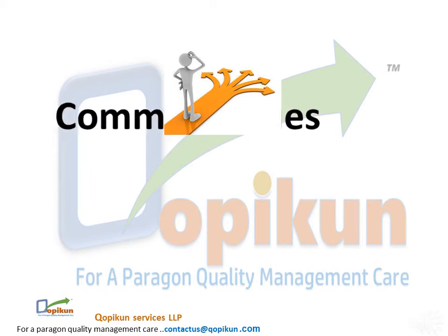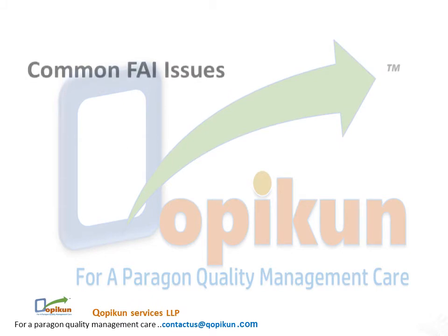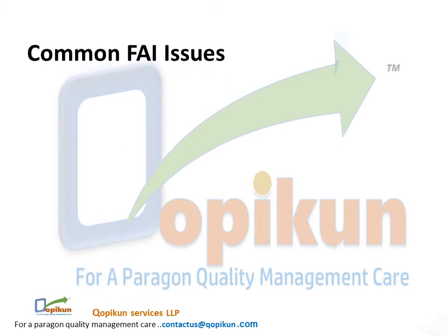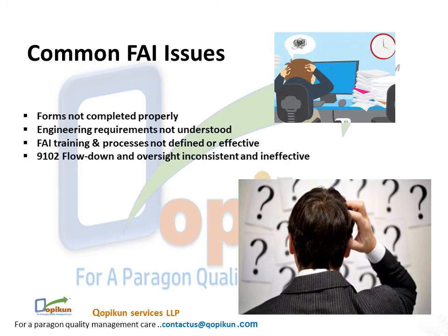Common FAI issues. Point 1. Forms not completed properly. Point 2. Engineering requirements not understood. Point 3. FAI training and processes not defined or effective. Point 4. 9102 flow down and oversight inconsistent and ineffective.